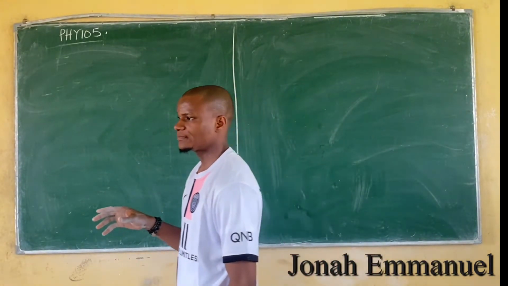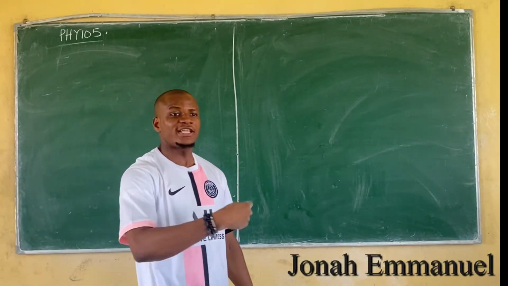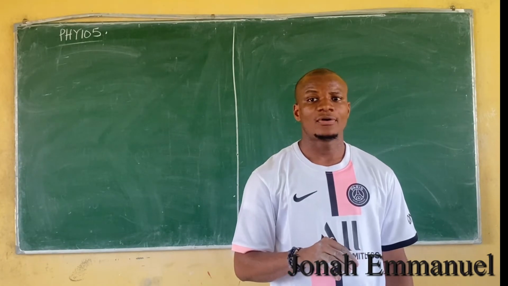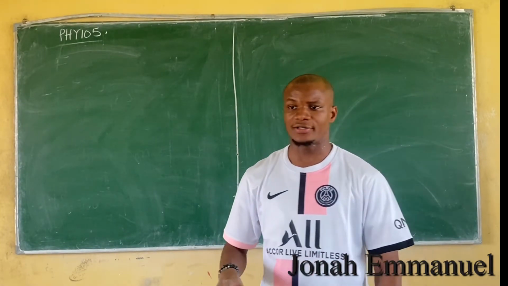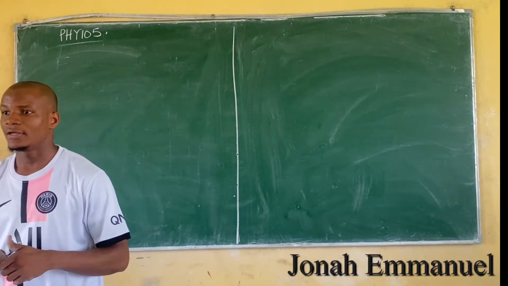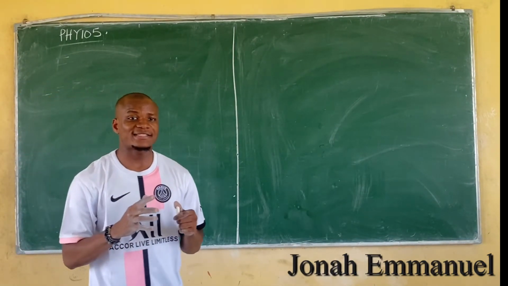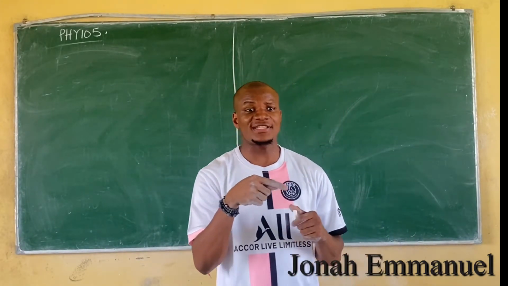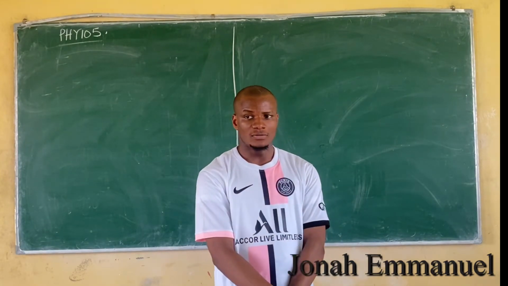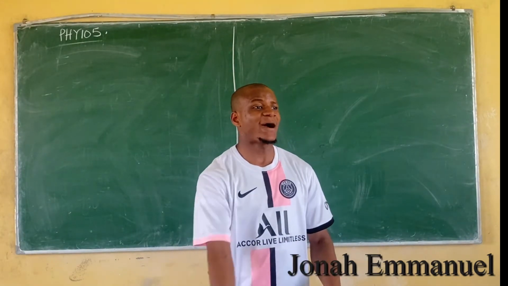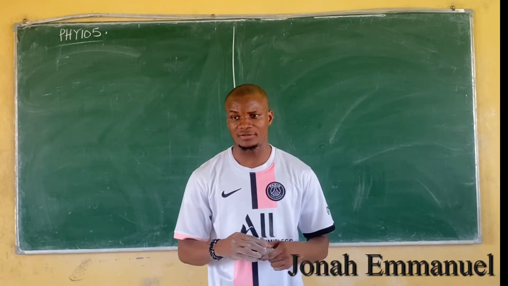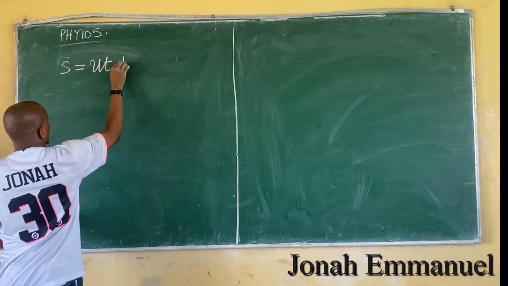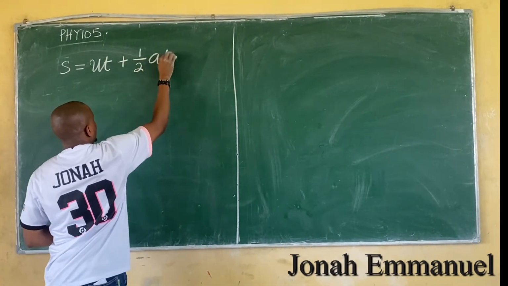Sample problem three. It is known that the distance, in bracket s, covered by a particle undergoing linear motion can be expressed as s equal to ut plus half at squared.